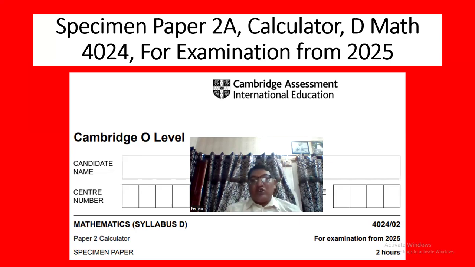Mathematics Syllabus D. The code of this subject is 4024. Today we are working on a specimen paper. You know that the syllabus for the examination from 2025 has a few changes in it. So that's why Cambridge has issued some specimen papers. They have issued two paper twos, and this is paper 2A, the calculator version.